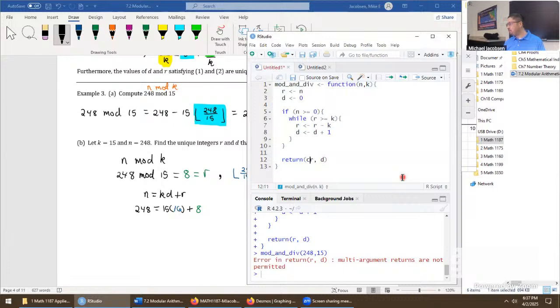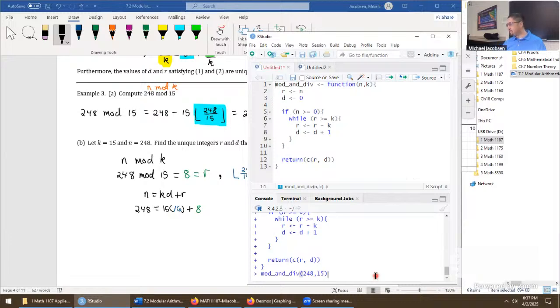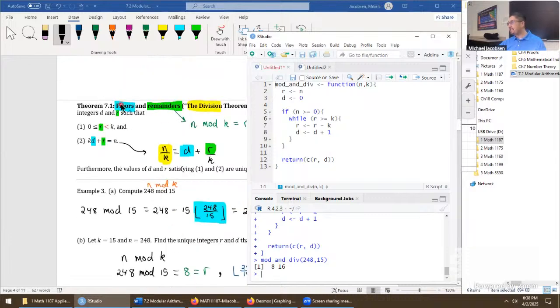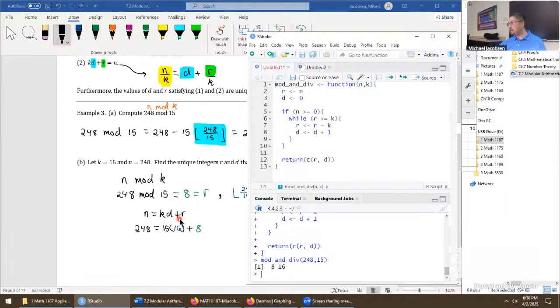So let's put in a new structure. This is just a nuance of this language. Combine r and d as one single vector. That should work for us. Mod and div 248, 15 is just redoing this whole problem right here. And it gives us 8, that's the modulus part. 16, that's the floor part. So it did it for us. It, in fact, gives us the floor and remainder, but only for positive.